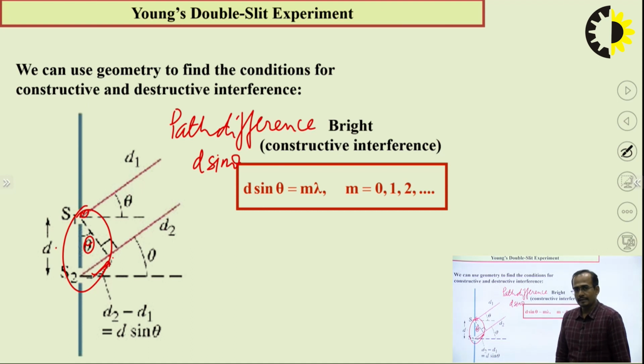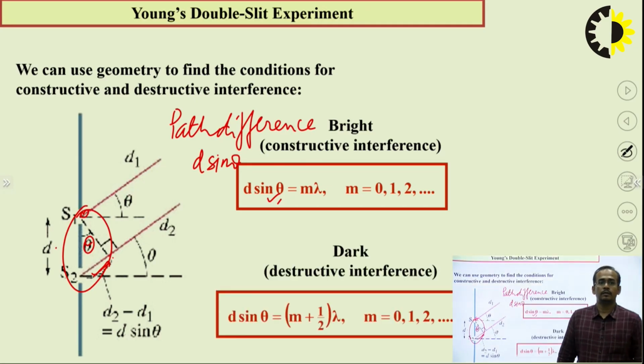Now, for the constructive interference, there will be the bright spot, and the condition for that is d sin theta should be equal to m lambda, where m is equal to 0 to n. Similarly, for dark fringes or destructive interference, this path difference should be equal to the odd multiple, m plus 1 by 2 lambda. This is m plus 1 by 2 lambda, and this is m lambda.